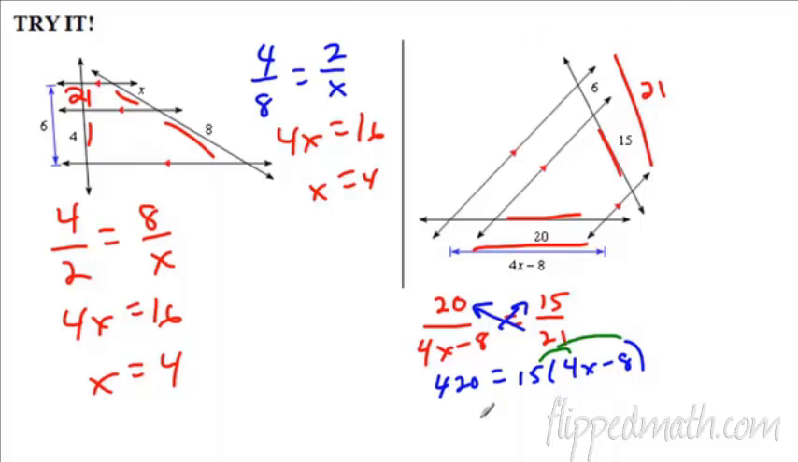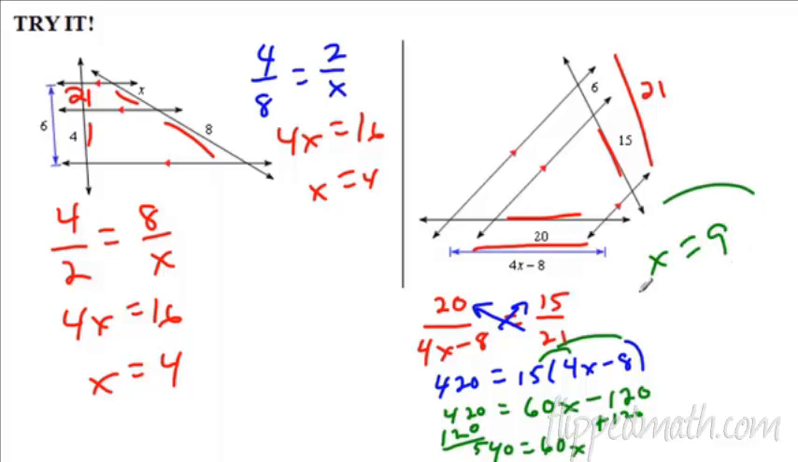So solving equations, which I think you guys are getting really, really good at. What is this? This is 60x minus 120, is that right? And then I'm going to add 120 to both sides to get x by itself. So we're looking at, what is this? 540 equals 60x. So divide both sides by 60. What do we end up with? We should end up with 9.